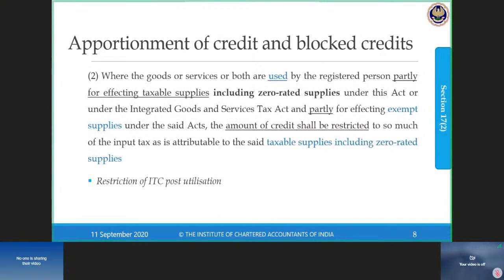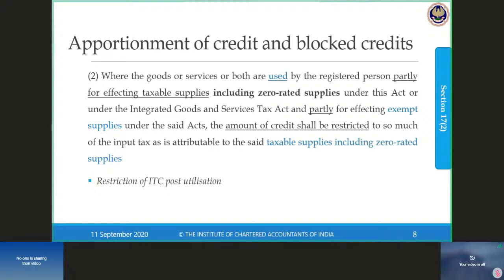Now coming back to this definition, the goods or services are used by the registered person partly for taxable supply, including zero rated, under this Act or IGST, and partly for affecting exempt supply. When I look into this term exempt supply, please keep in mind section 247 should be triggered. Under this Act, the amount of credit shall be restricted. Whatever credit I have taken is getting restricted to so much of input tax as is attributable to taxable supply, including zero rated. So what they're saying is, I allow your input tax, I restrict your input tax.